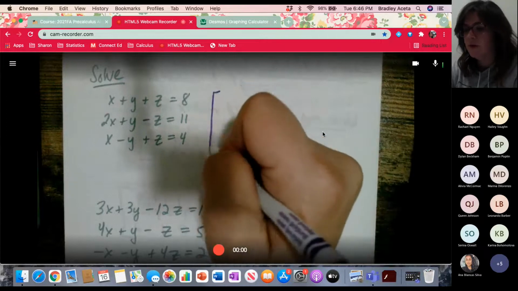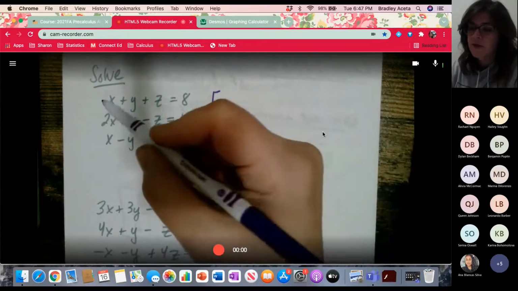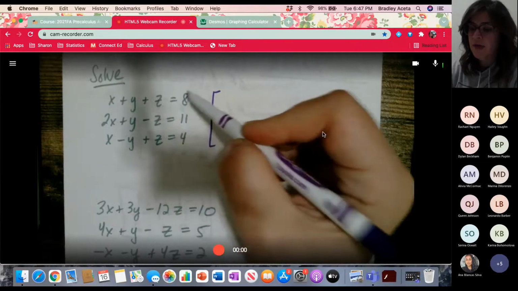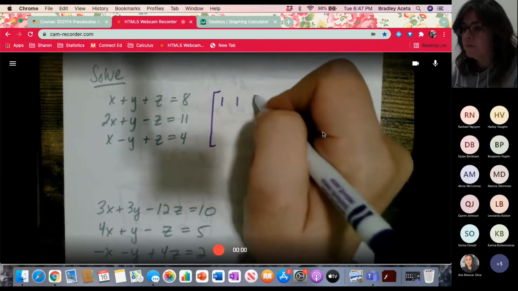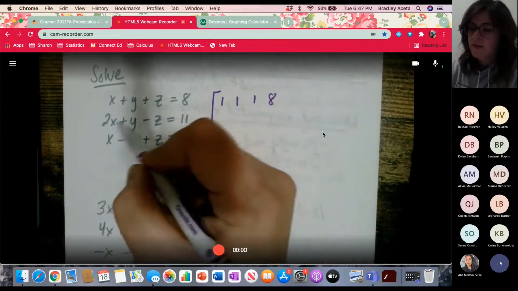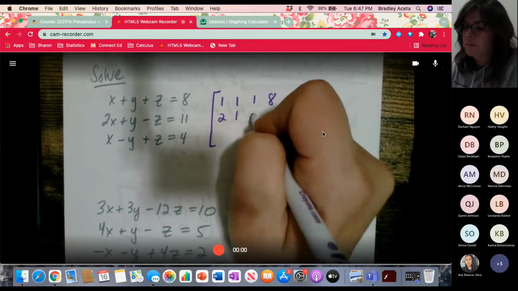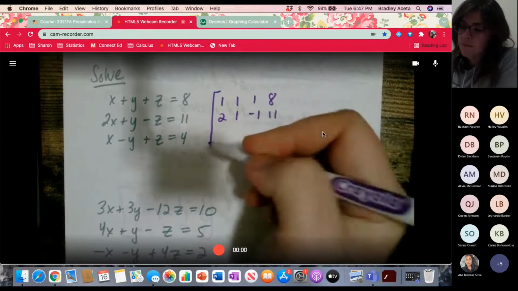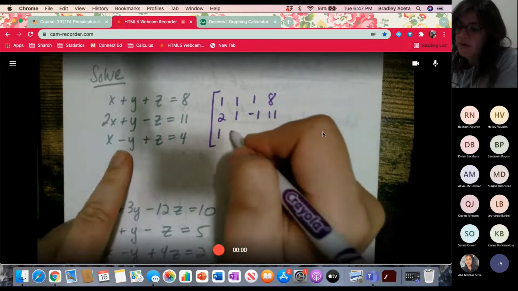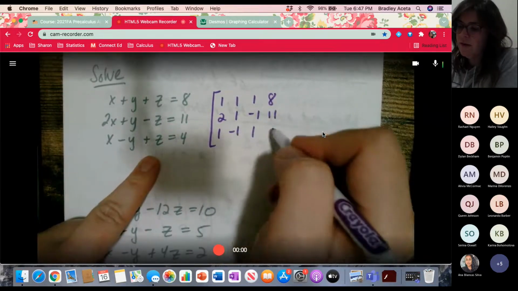So let's write it as an augmented matrix. So this again would be 1, 1, 1, 8. Then 2, 1, negative 1, 11. And then 1, negative 1, 1, 4.